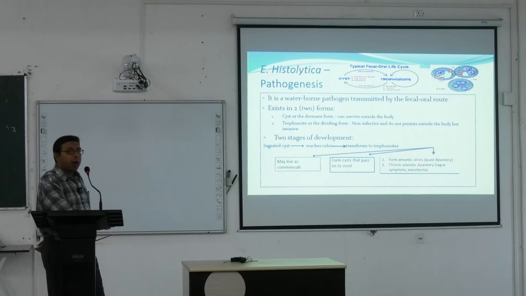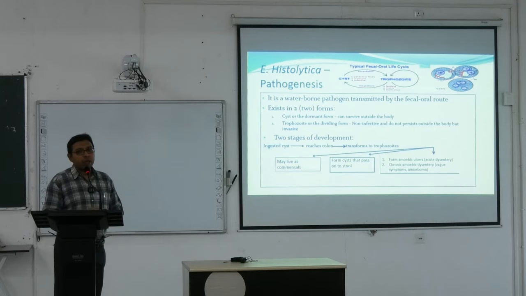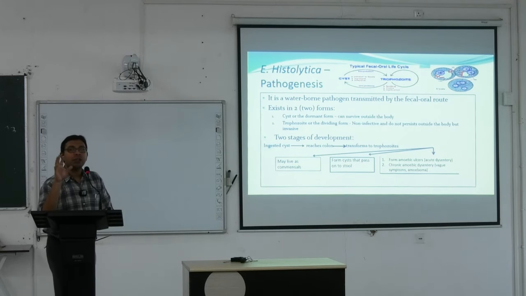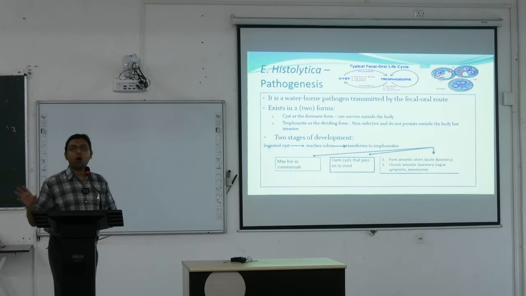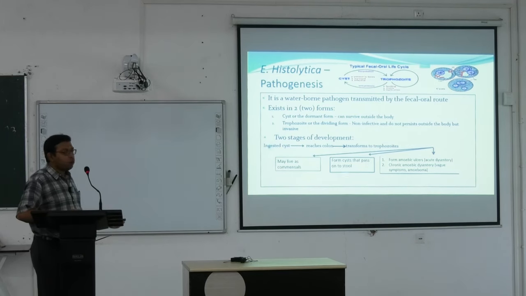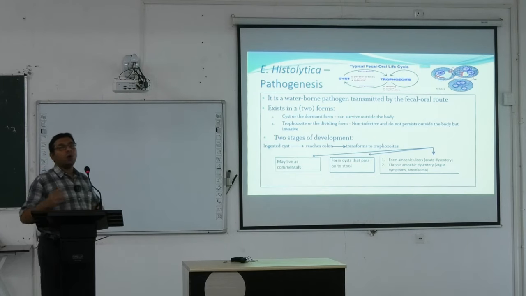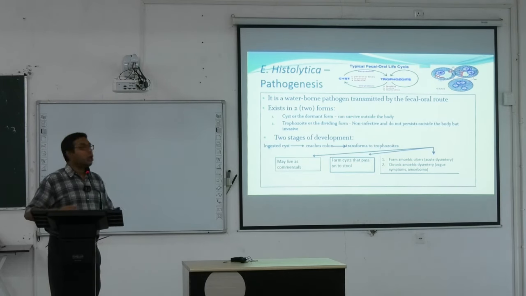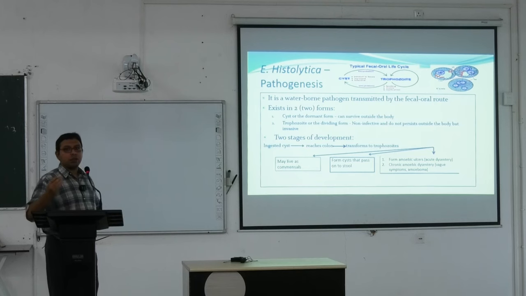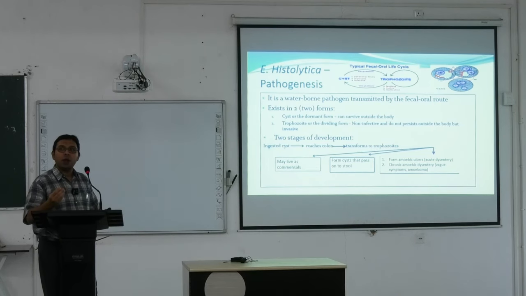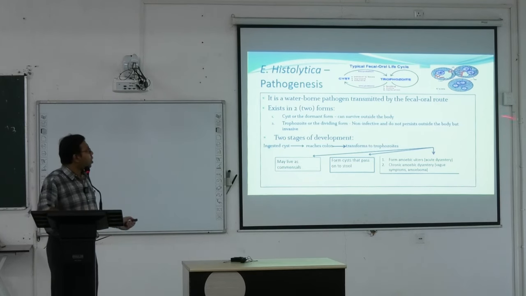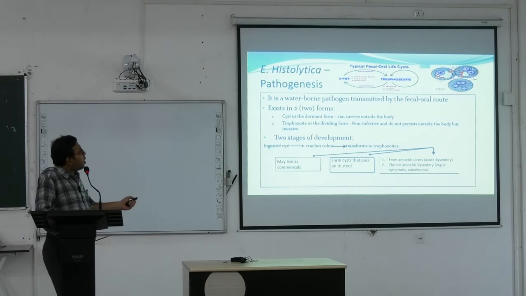And from amoebic ulcers, which cause acute dysentery, chronic amoebic dysentery, which causes vague symptoms, and amoeboma, that is again a cyst-type formation, can occur, and this can also occur in different types of organs. So all these three can happen when there is fecal-oral transmission of the ingested cyst. Cyst of the Entamoeba histolytica is ingested into our body. So, fecal-oral route, again we can see this is the cyst and this is the trophozoite.